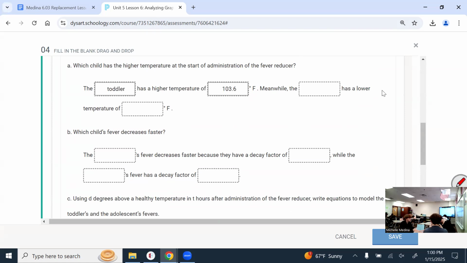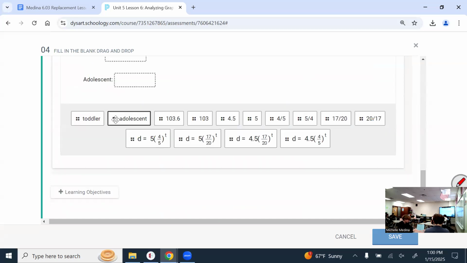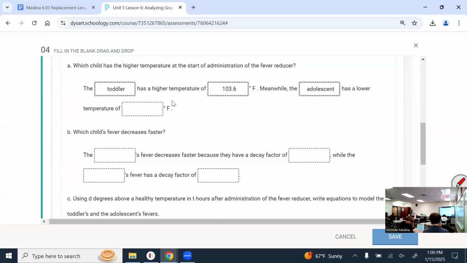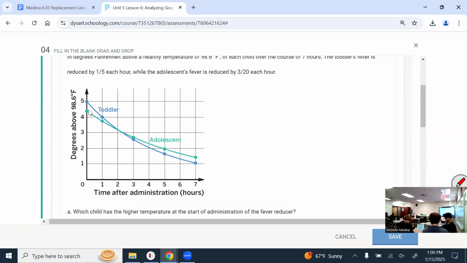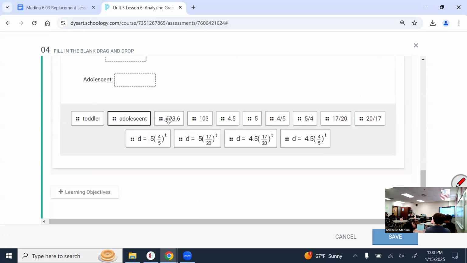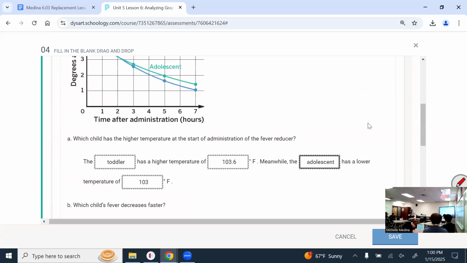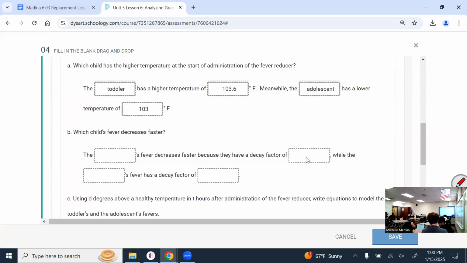Anyway, meanwhile, blank has a lower temperature of blank. So the adolescent has a lower temperature of, what does that look like? 4.5 maybe? So 98.6 plus 4.5, like 103.1. The closest one is 103. So does that make sense so far? It's kind of like our notes.